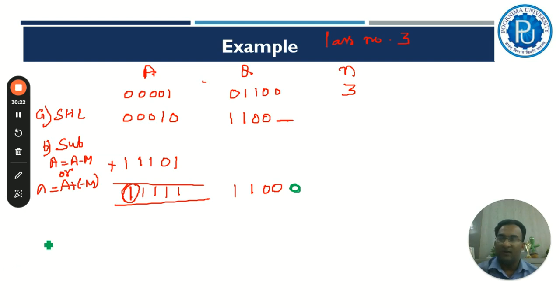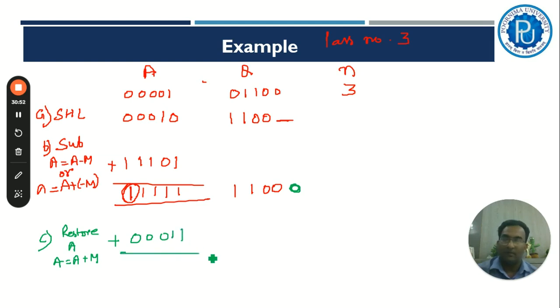After this, the next step is, because the accumulator is holding a negative value, we are going to restore A. How are we going to restore? For restoring, we have to perform A equals A plus M. So now we will add 3 to it. So 1 and 1 is 0, this will become triple 1. 1 and 1 is 0 with carry, 1 and 1 is 0, 1 and 1 is 0, and the last carry will be discarded. So we have restored back the value.